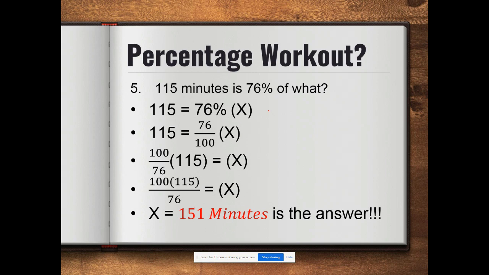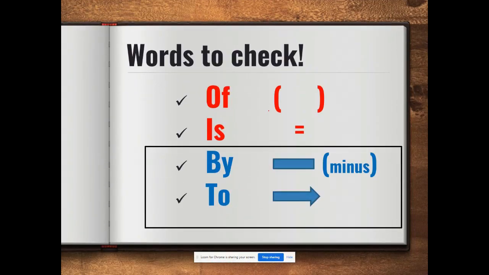Alright, I hope that you have your idea about "of" and "is" for basic percentage questions. Now, what we're going to do is use "by" and "to". So we will have reduced by or reduced to. When you say reduced by, it means you're going to subtract. And when you use "to", it means you're going from that percentage to the given or the question.